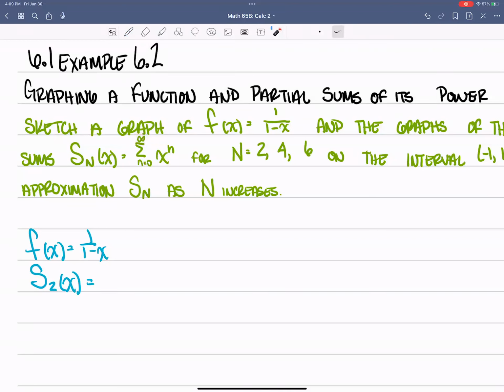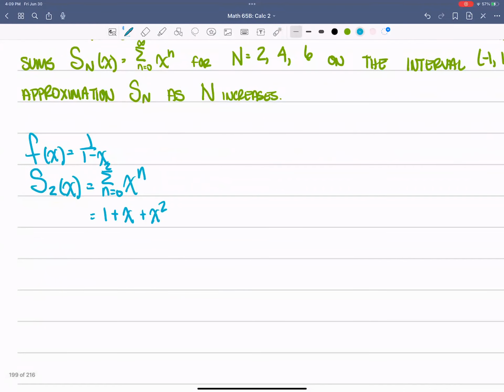So the sum as n goes from 0 to 2 of x to the power n. This one ends up being, when n is 0, we have 1, plus when n is 1, we have x to the power 1, or just x, and we stop at 2, x to the power 2. And that's what we have right there.